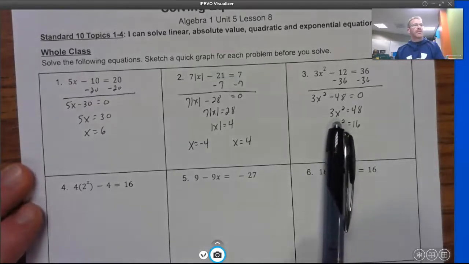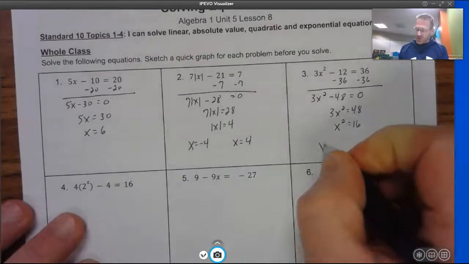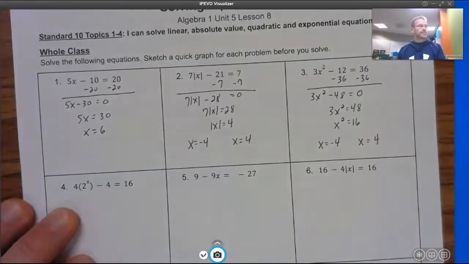What number times itself is 16? Negative 4 times 4 is 16. Or excuse me, negative 4 times negative 4 is 16. 4 times 4 is also 16. So we get our 2 solutions there. So negative 4 and positive 4.